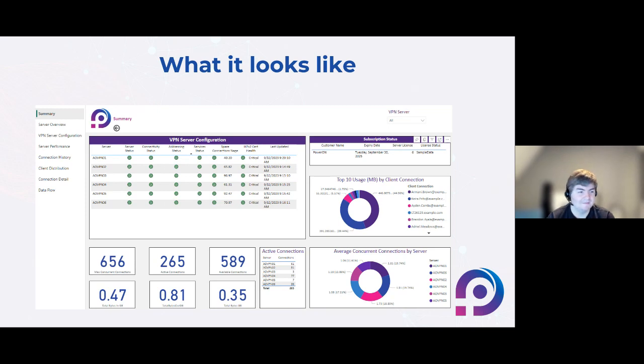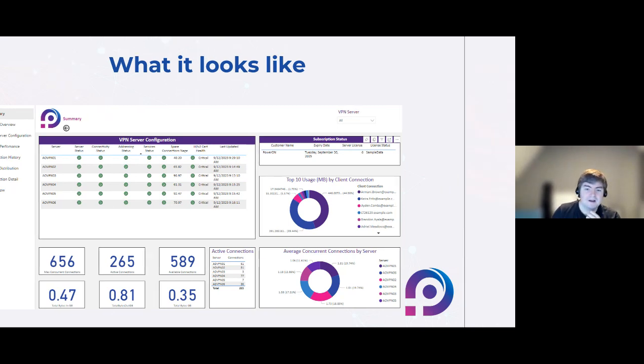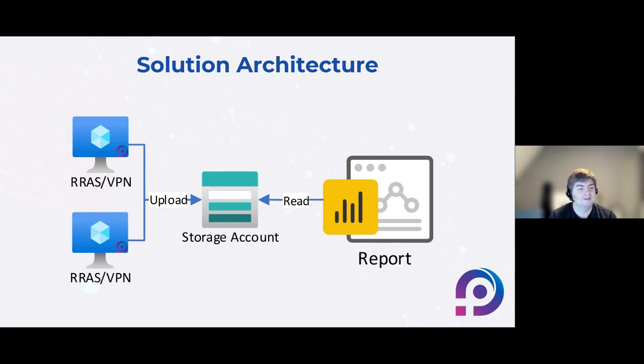Effectively, the architecture of the solution is that, because of the limitations built into the routing and remote access solution, we can only access the key data that the VPN service provides locally on the host, because of the way that it uses the Windows Internal Database, which restricts remote access. So we have to have an agent on each of the machines. And then from there, what they do is they upload into a storage account.